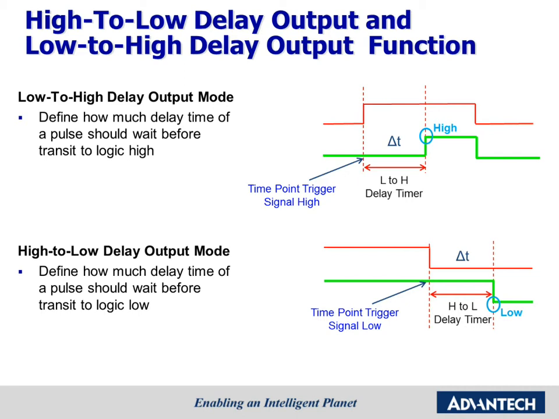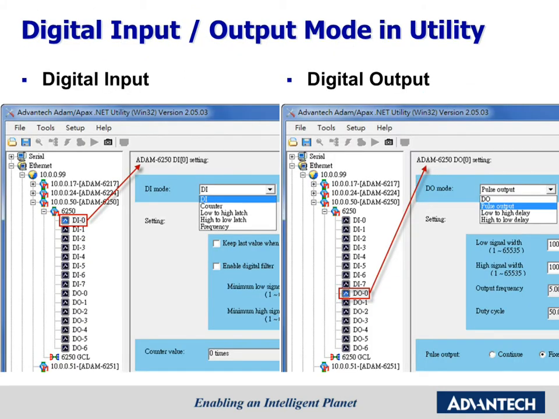While setting DO channels in low to high delay output mode, the user can set delay time before generating the high signal from ADAM DO channels. When setting DO channels in high to low delay mode, the user can set delay time before generating the low signal from the ADAM DO channel. This slide shows how to set DIO mode for each channel. Just click the channel you want to configure, then click the corresponding option in the setting page.